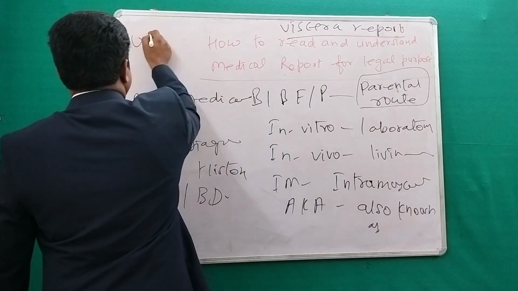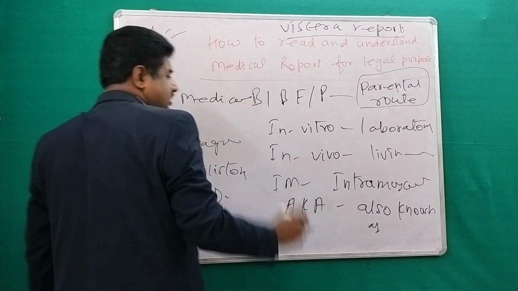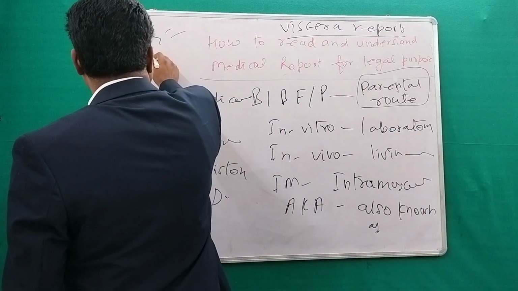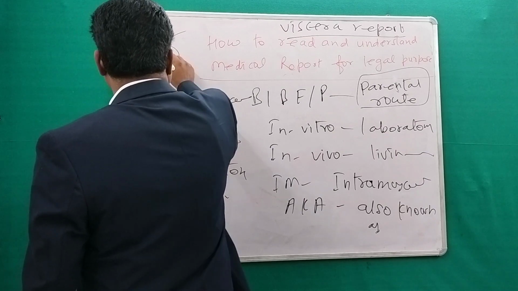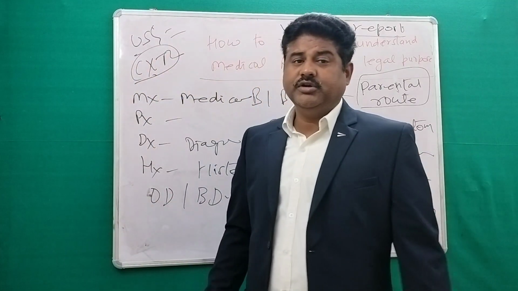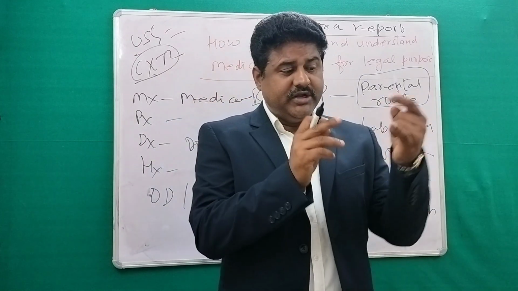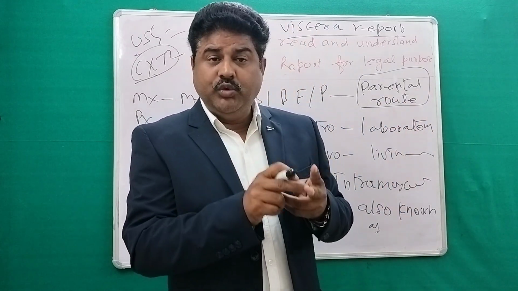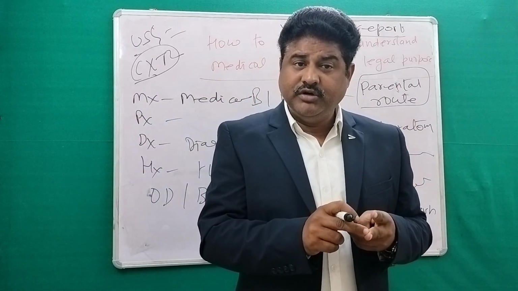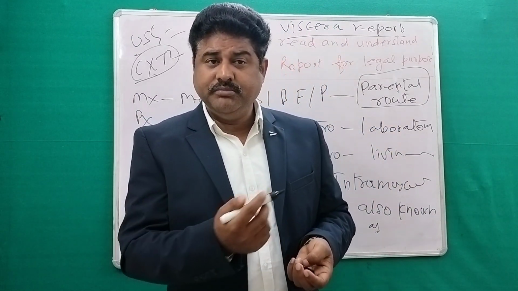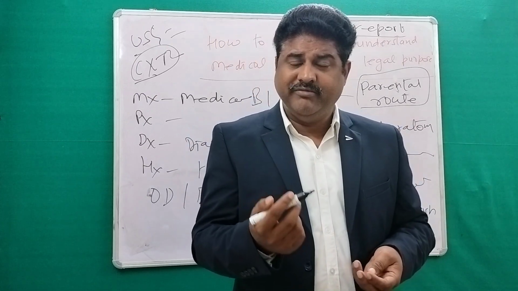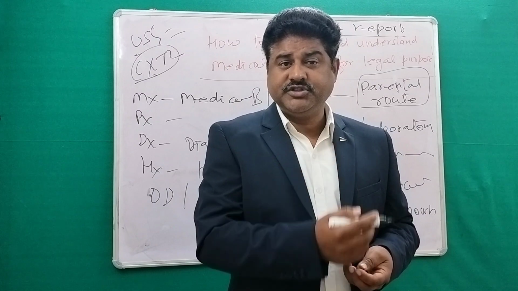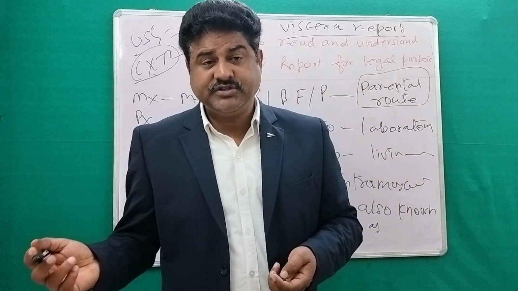We also know USG, that is ultrasound, and sometimes we say CRXT, that is chest X-ray. So all these things we have to understand. What was the report? Was there any privations? Was there any dislocation? What kind of wound was it? Was it oblique? Caused by notched weapons, or sharp weapons, or blunt weapons? Has the person received a simple injury or a grievous injury?